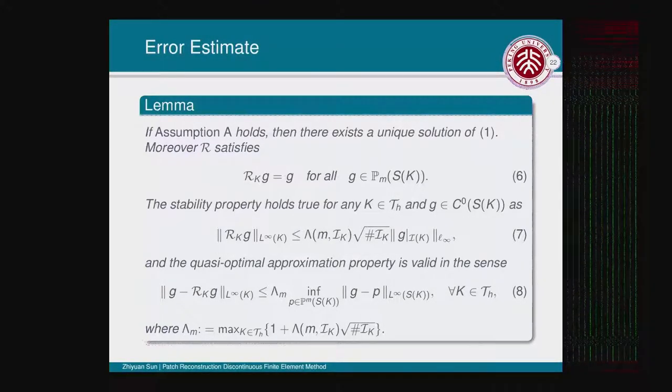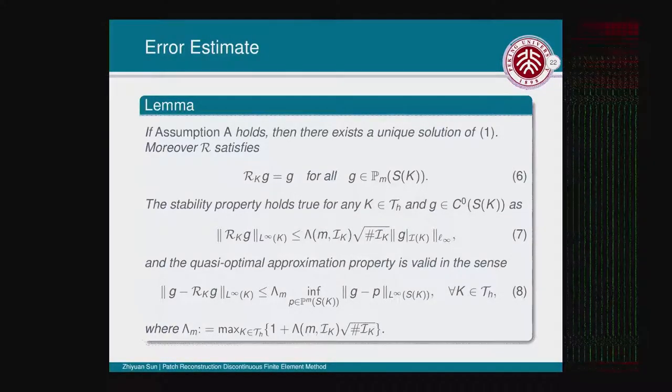The interpolation function's L infinity norm can be controlled by the point values at the collocation points. And the third one is the optimal approximation, meaning our approximation is, in some sense, equal to the best polynomial approximation in the polynomial space.